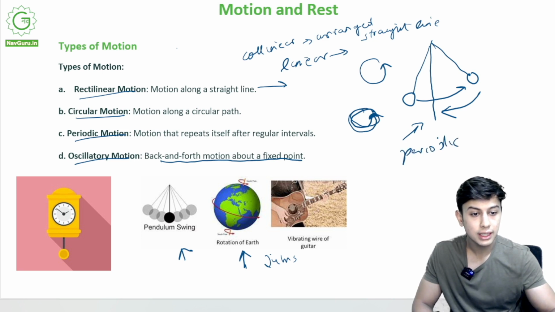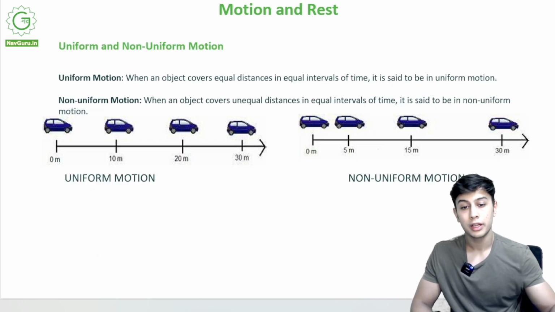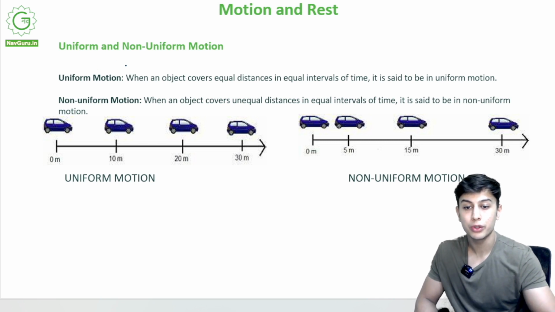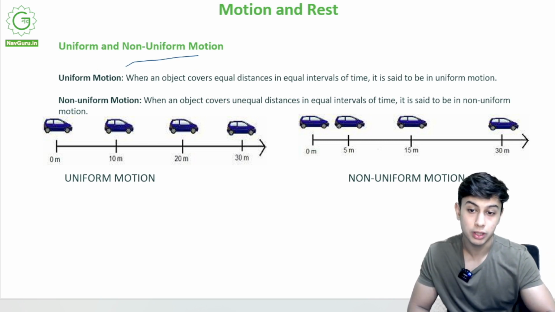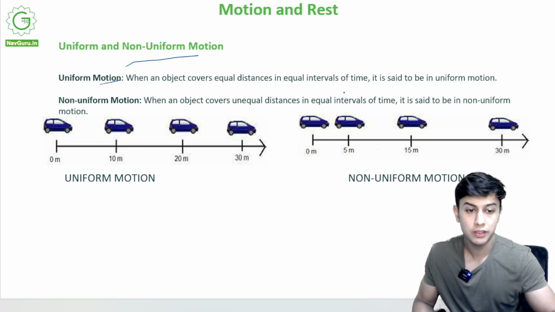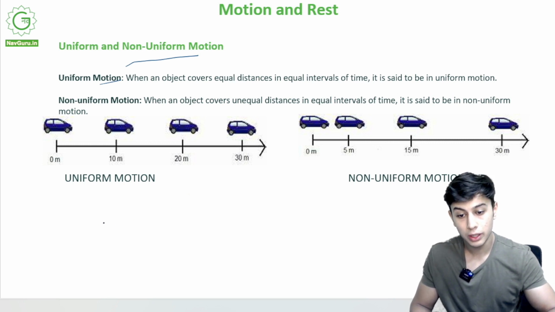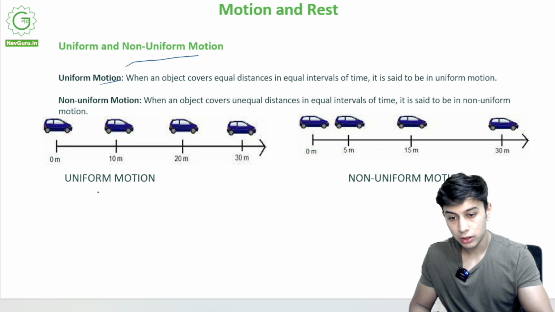I can say that this pendulum goes over here and comes back in 2 seconds. This is periodic. Now I will come to uniform and non-uniform motion. This is an important topic. Uniform motion: when an object covers equal distances in equal intervals of time, it is said to be in uniform motion. Equal distances in equal time, it is remaining constant.